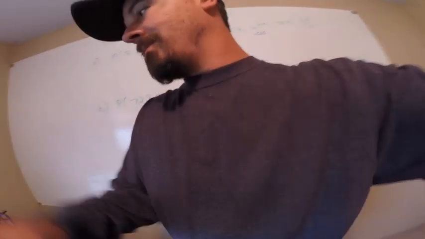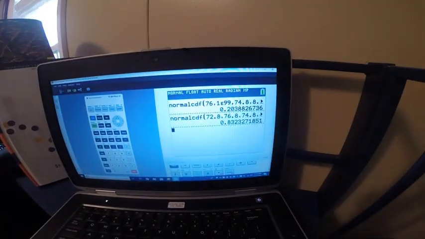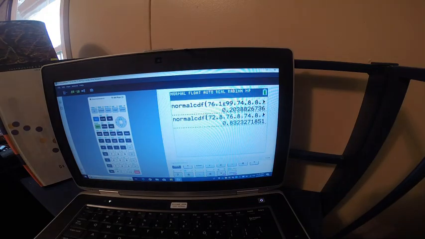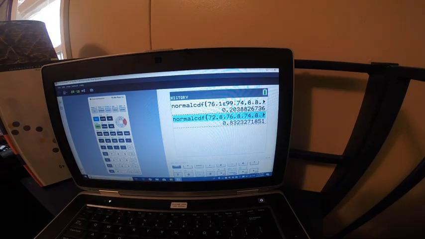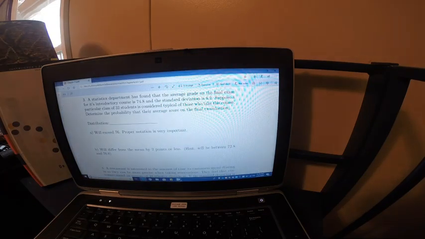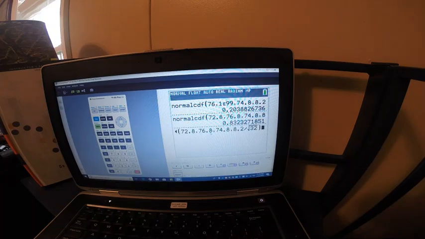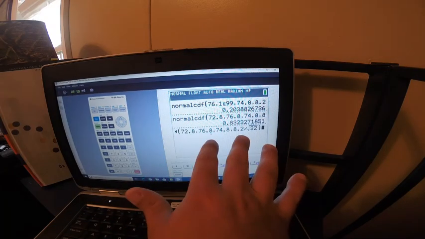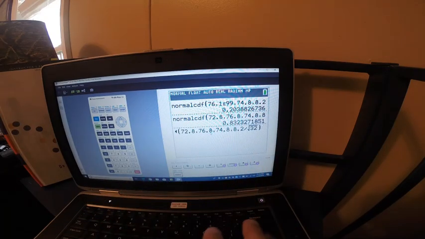That simple. If you want to look over here at the calculator really quick, just to show it to you, you can see right here, normal CDF, 76.8, normal CDF of the 72.8 one, and if you wanted to look at that one again, you could see that it's all typed in correctly right there with the mean and the standard deviation. You can try it on your own calculator. You will get both of those percentages.